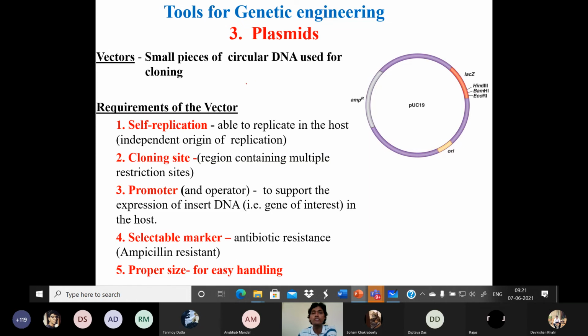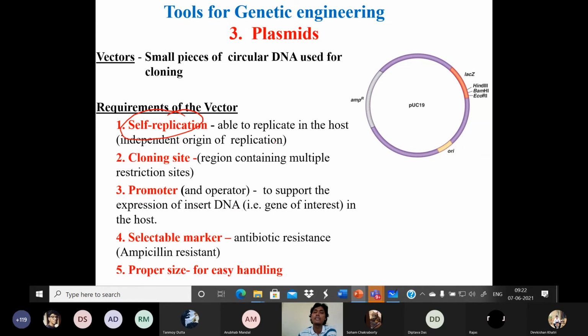Some of the important features of plasmid, as I told you, I explained all of those points. That is self-replication. I told you before, it is autonomous. That means without bacterial chromosome replication, the plasmid can replicate and double in number quickly, so that in the presence of antibiotic, it can increase its number.